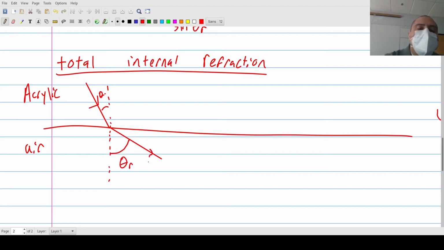Now, eventually what's going to happen is if we make this a little bit steeper of an angle out here, so that we have a bigger theta incident, we're also going to have a bigger theta refracted, and it's going to get bigger faster. Theta incident here. And then theta refracted is going to go way over here.